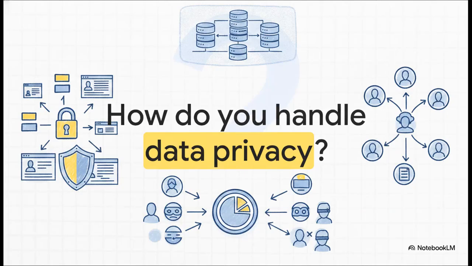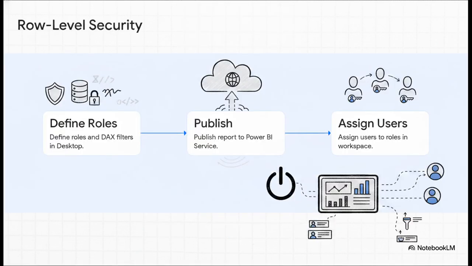Once the dashboard is completely built out, we face a major security challenge. How do you handle data privacy across a huge organization? Say you want to ensure a branch manager only sees data from their specific location. You certainly aren't going to build 50 different dashboards for 50 different managers, right? You solve this with row-level security. Step 1, you define roles and DAX filters locally in Power BI Desktop. Step 2, you publish the report to the cloud in the Power BI service. And Step 3, assign users to those roles in the service workspace. One single dashboard dynamically filters itself based on exactly who is logged in. It's seamless and totally secure.